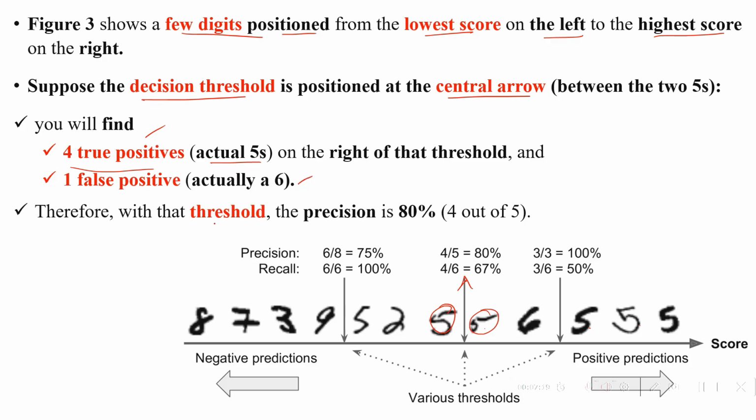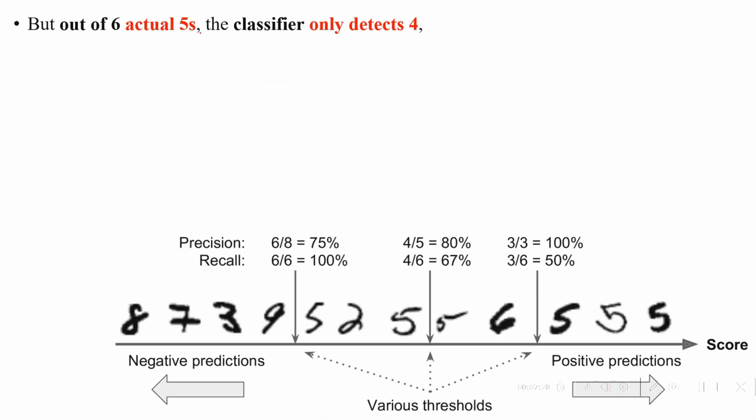So with that threshold value, the precision is 80%, that means 4 by 5. But out of 6 actual 5s, the classifier only detects 4 elements. Out of 6 positive elements, the classifier detects only 4 as class 5 elements. So the recall is 60%, that is 4 by 6.